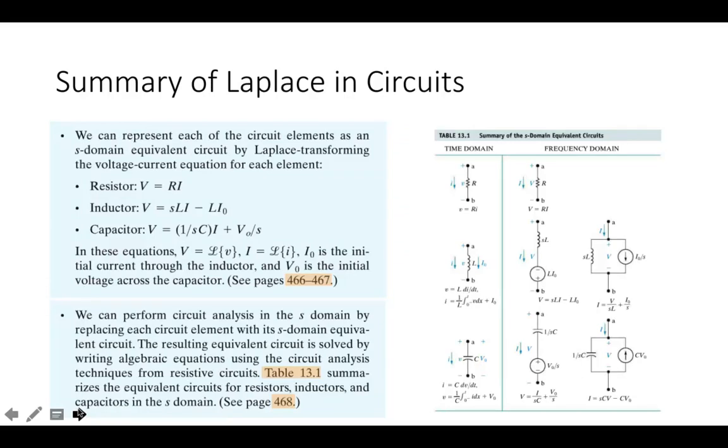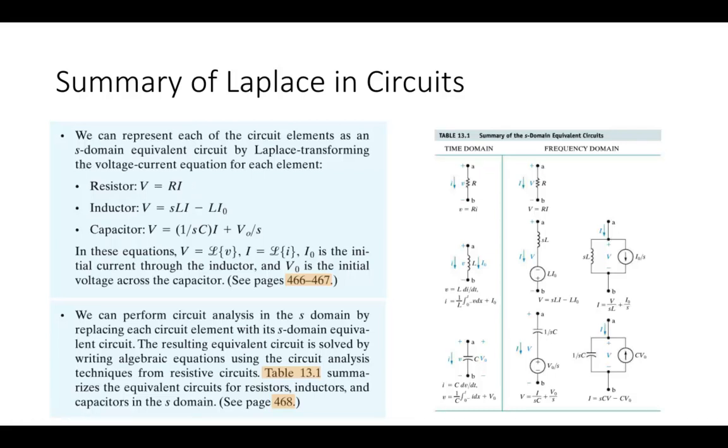Now we also talked a little bit about the use of Laplace in circuits. We did not get very far into chapter 13, so the material that will be covered on this exam will be strictly limited to the discussion of what's in the next couple of slides. So the first thing we talked about is how circuit elements in the s-domain can be represented by taking the Laplace transform of the voltage-current relationship.